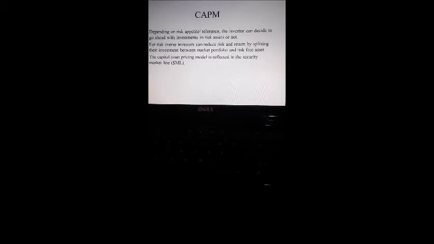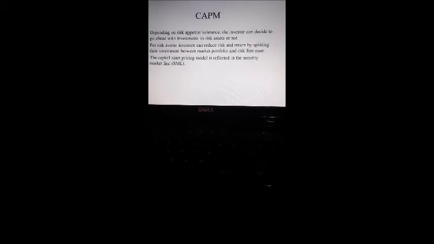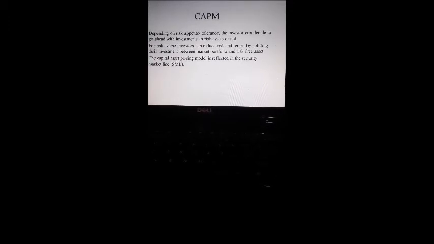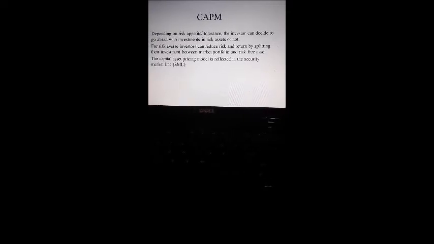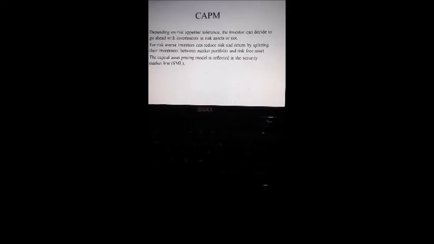in a particular investment. Now, according to the capital asset pricing model, depending on the risk appetite or tolerance, an investor can decide to go ahead with investing in a risky asset or not. A risk-averse investor can reduce risk and return by dividing the investment between the market portfolio and the risk-free asset.